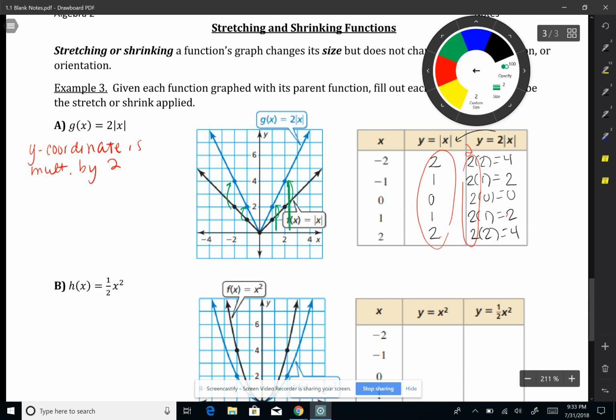Now it's 4. So what we call that is a vertical stretch by 2. Because this is a 2, and we're multiplying it times the y-coordinate of the parent graph.